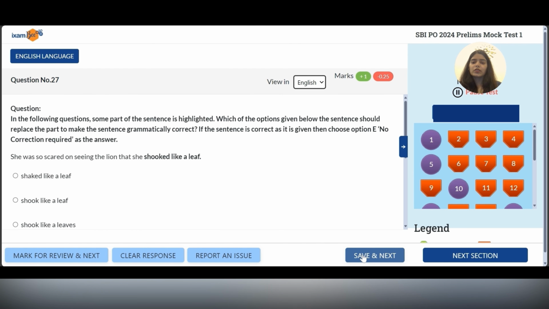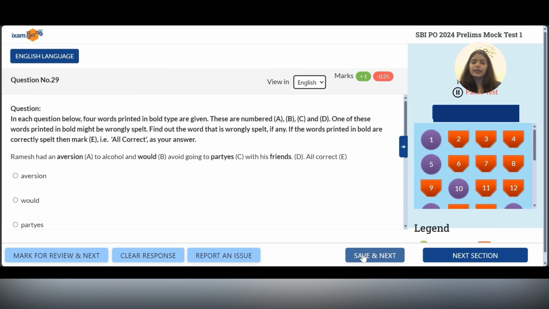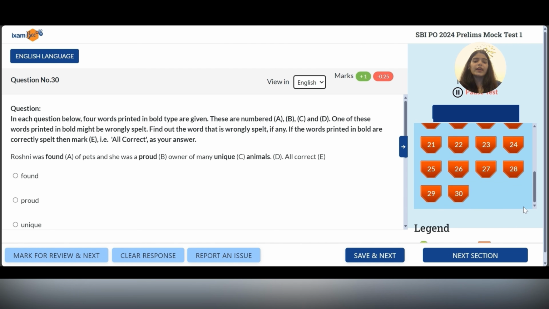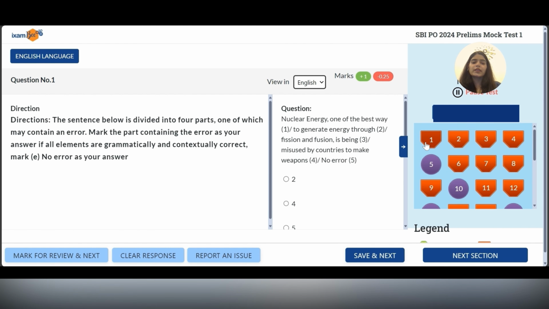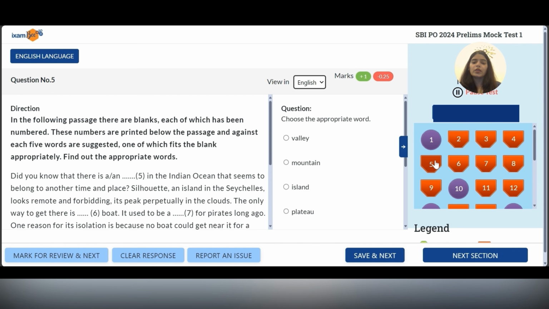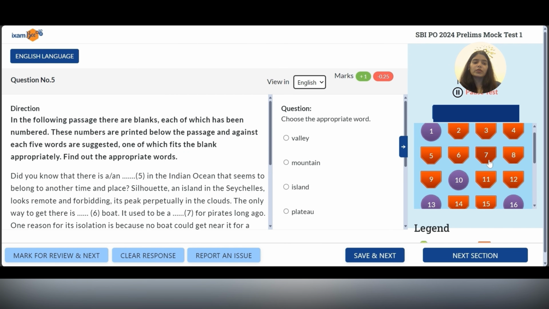And these are all questions to check if they are grammatically correct or not. And now we have seen all the 30 questions. Now we'll go back to question 1. Question numbers 1 to 4 are error correction, I know. Question number 5 is fill in the blank, so I know they are all of the same type.